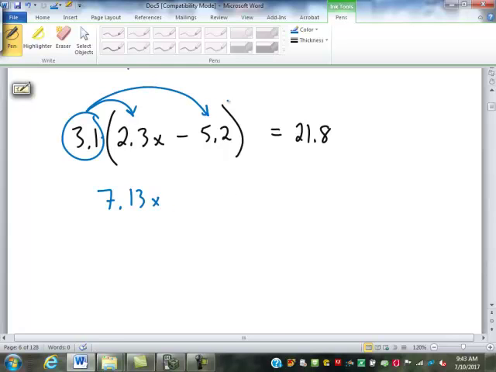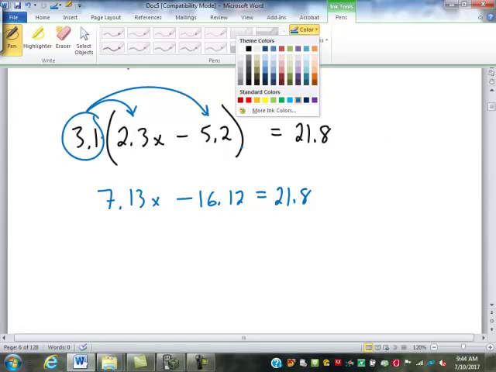3.1 times a negative 5.2. Negative 16.12. You got it. Equals 21.8. Since the parentheses stopped here, we didn't have to multiply the other side. We stopped multiplying at the end of the parentheses. Now what do we do?